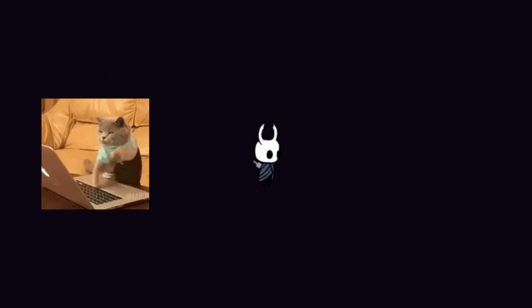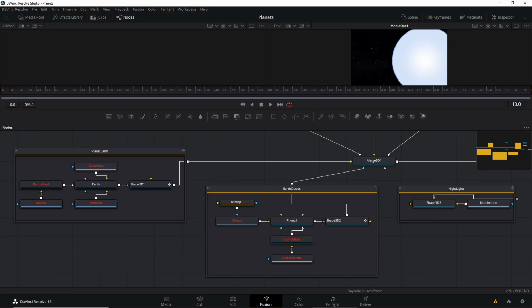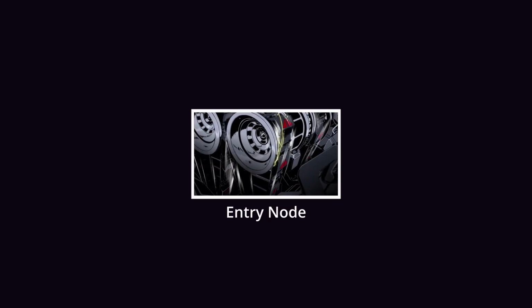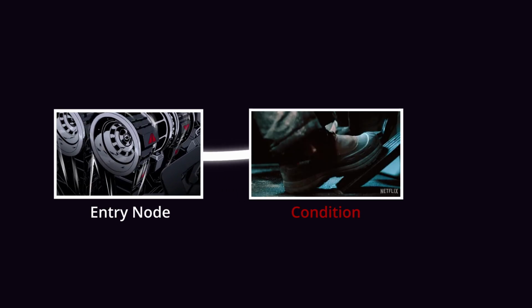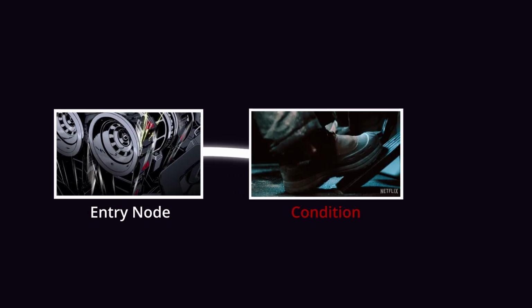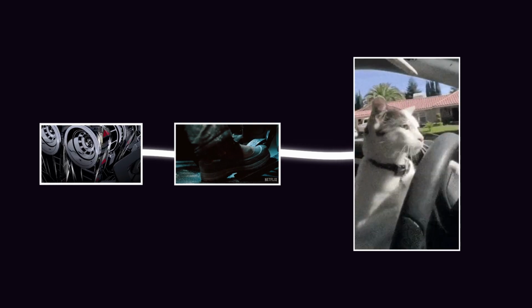The next step involves enabling users to customize objects with their own behaviors. Imagine something akin to Unity's Shader Graph or Resolve Fusion page. If you touched grass recently and don't know what I am talking about, picture this. You start with an entry node. This node can be linked to a condition, like pressing a key. If the condition is met, it triggers an action, such as moving the character.